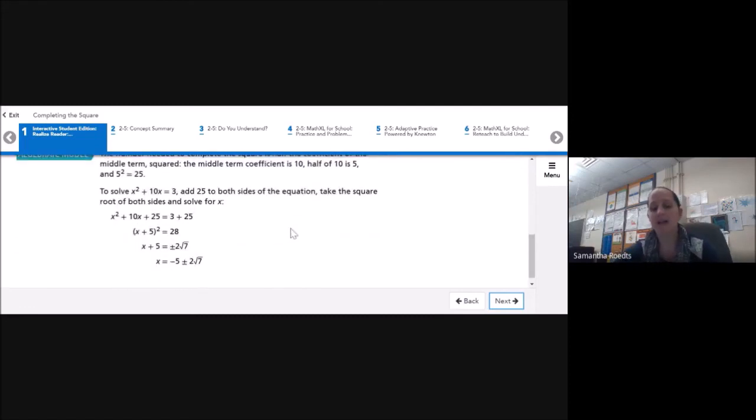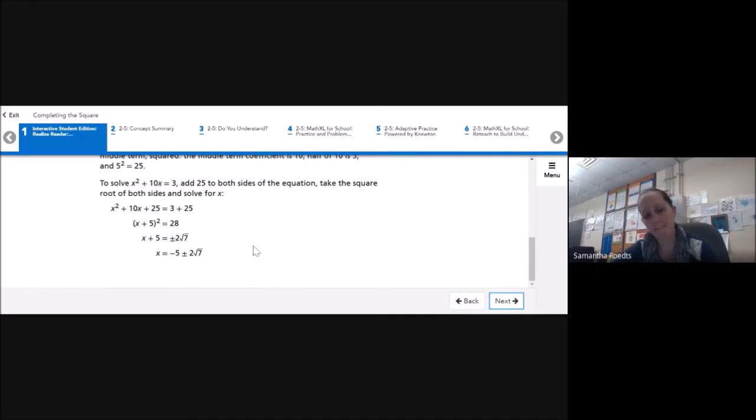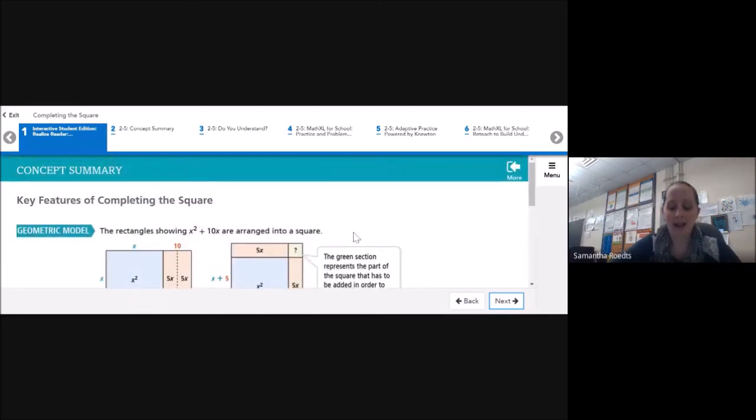To solve x squared plus 10x equals 3, I add 25 to both sides of the equation, take the square root of both sides, and solve for x. x squared plus 10x plus 25 equals 3 plus 25. So x plus 5 squared equals 28. And then I square root both sides, so I get x plus 5 equals plus or minus 2 square root of 7. 4 times 7 gives me 28. Square root of 4 is 2, and square root of 7 is square root of 7. So I subtract 5 from both sides. x equals negative 5 plus or minus 2 square root of 7. And that is the end of Unit 2, Lesson 5.